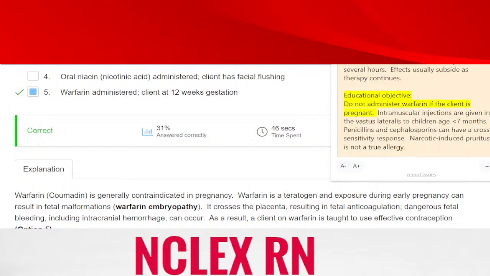Educational objective: do not administer warfarin if the client is pregnant. Intramuscular injections are given in the vastus lateralis to children age less than 7 months. Penicillins and cephalosporins can have a cross-sensitivity response. Narcotic-induced pruritus is not a true allergy.